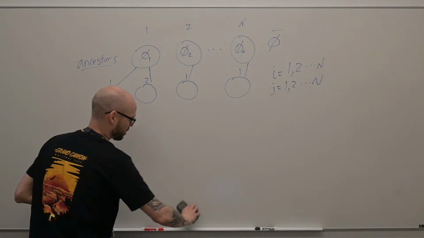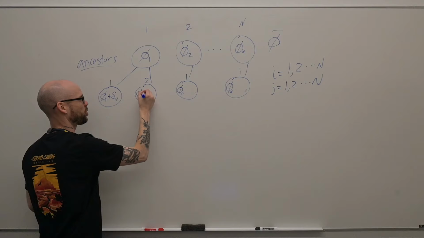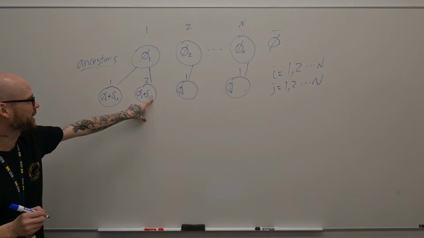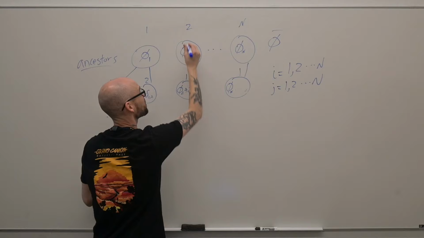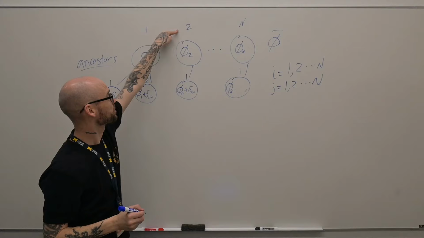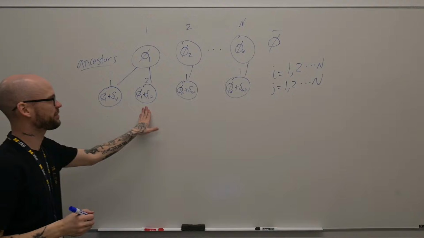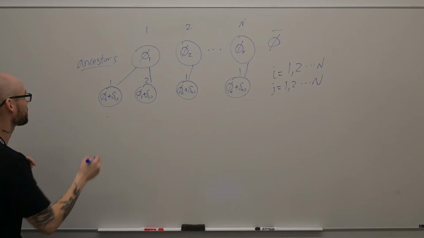All right, and now we just do the same thing with the second one. So that's phi sub 1 plus delta sub 1, 2. Okay? So now, again, that's still from ancestor 1, but we now have descendant number 2. Plus delta sub 2, 1. Now, this is from ancestor 2, descendant 1, all the way out to delta sub n, 1. Okay? So those are the trait values now of all of our descendants.